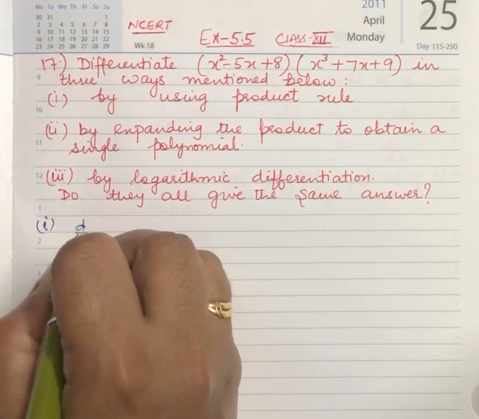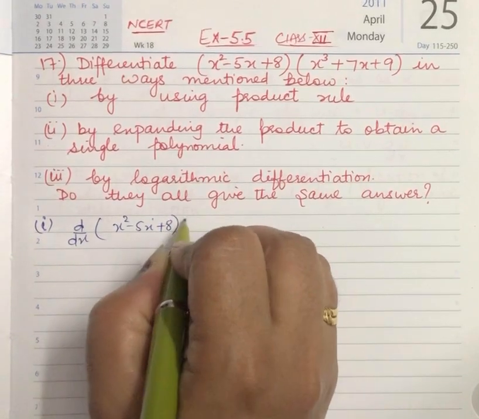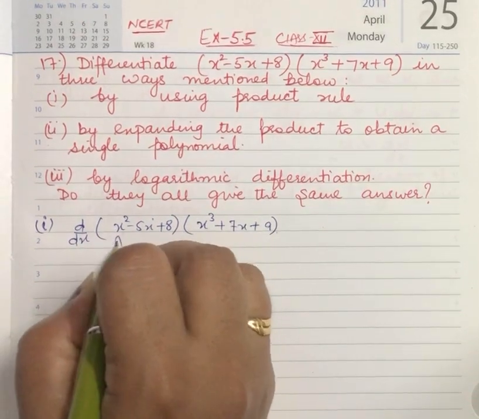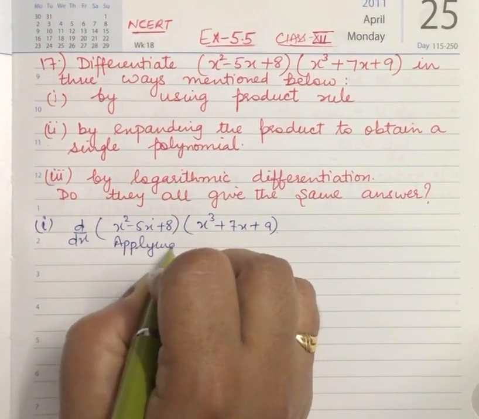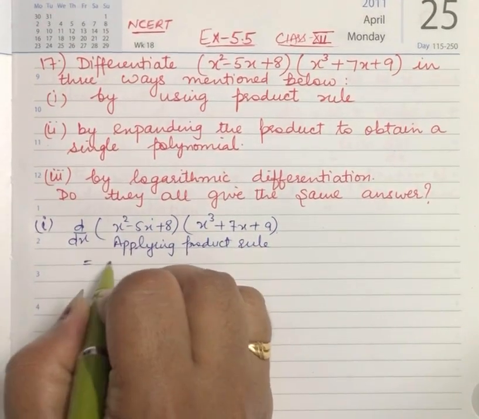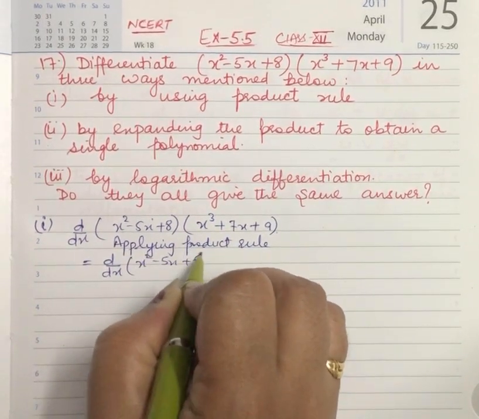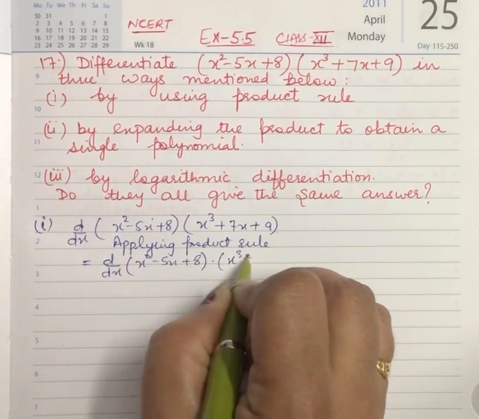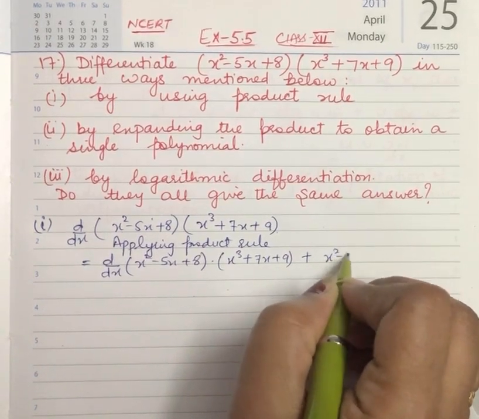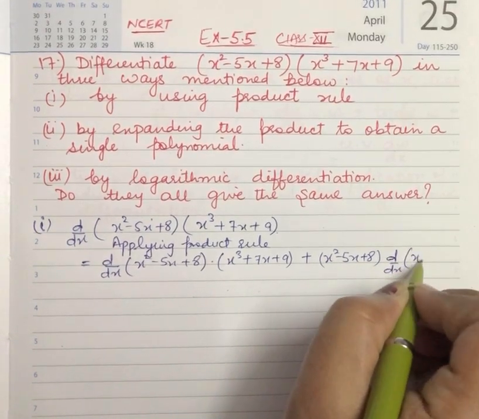So, we have to differentiate this x square minus 5x plus 8 into x cube plus 7x plus 9. So applying product rule, what we get? This becomes, first of all we will differentiate x square minus 5x plus 8 and keep the second function as it is. Then plus the first function as it is, and we differentiate the second function.